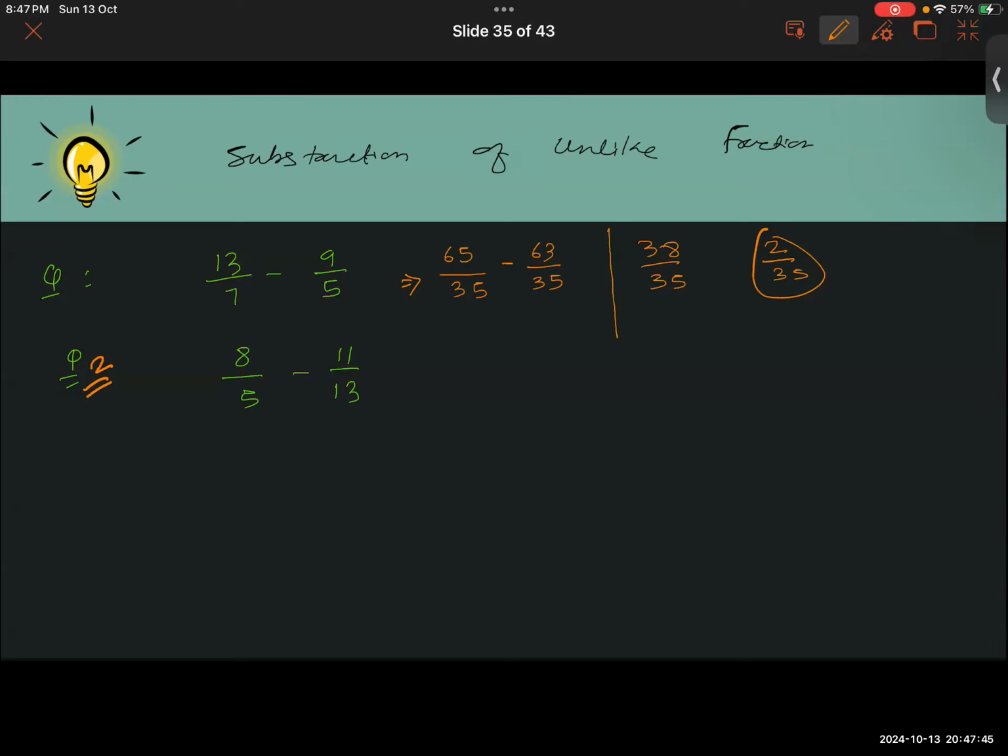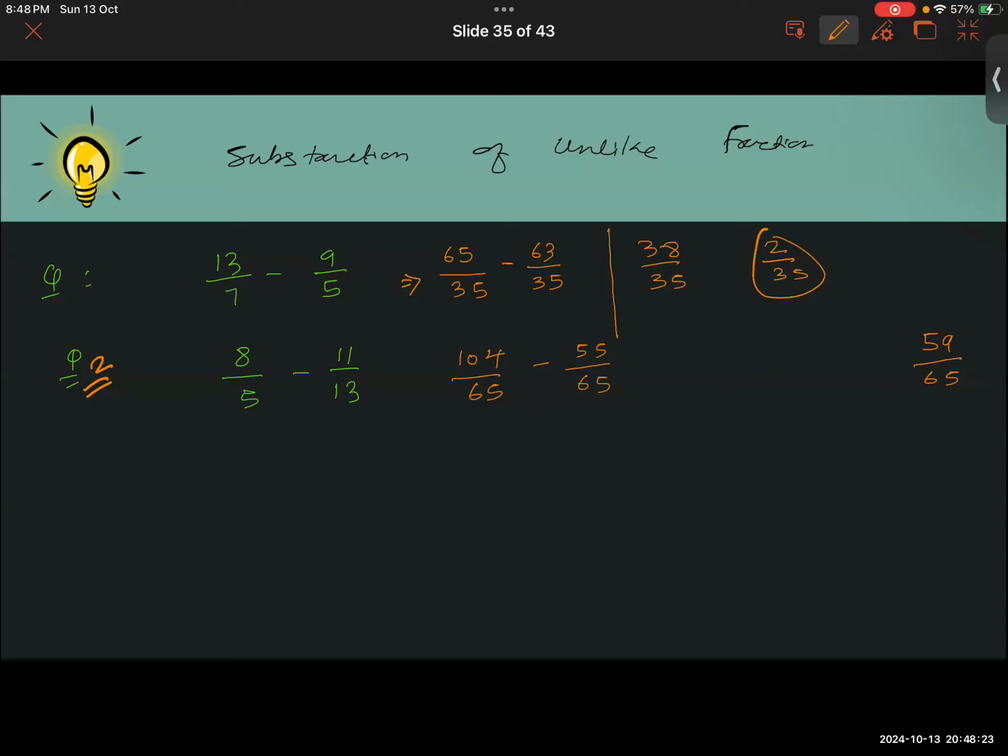59 upon 65. So you're getting 59 upon 65. Okay. Yeah, I think it is correct actually. Because here you'll be getting 104 upon 65 minus 55 upon 65. Yes, that is correct. No, just one minute. 13 eights are 104, Habib, and 11 fives are 55. 104 minus 55. Do the subtraction once again.